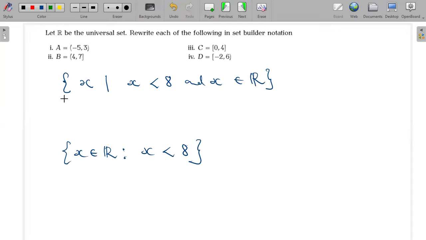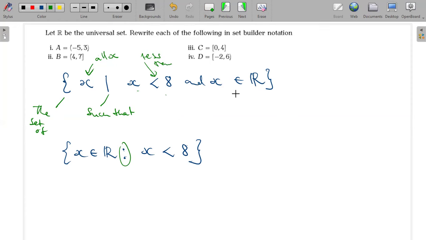So what this bracket stands for, when you're reading, is the set of. And here X means the set of X. That line there is such that. These dots here will also mean such that. And then here you have your condition, that X is less than 8. This symbol, of course, we know is for less than. And then X is a member of the real numbers.